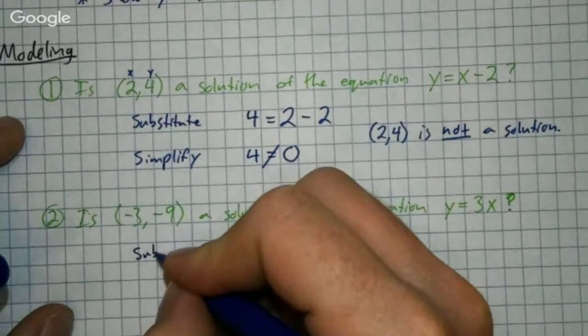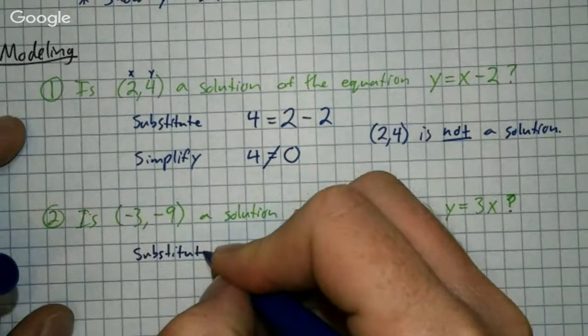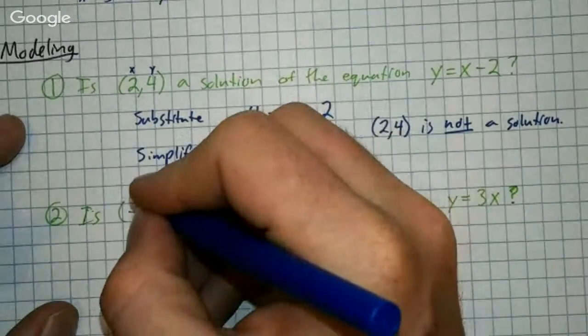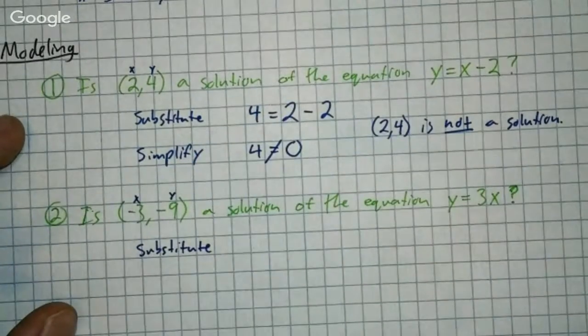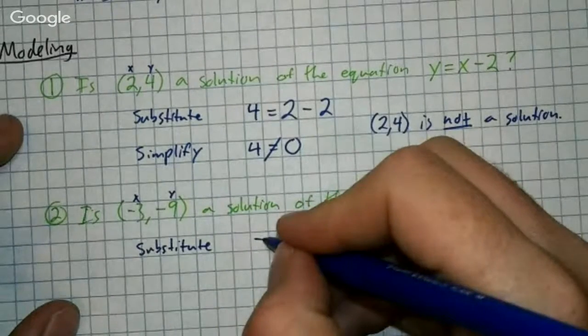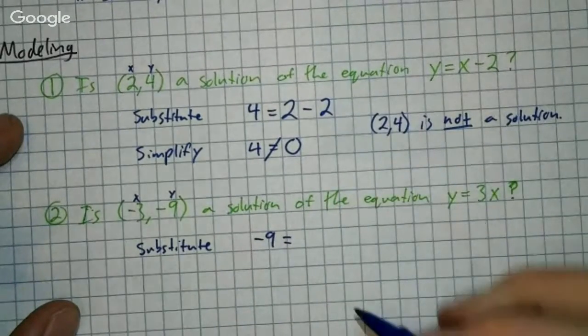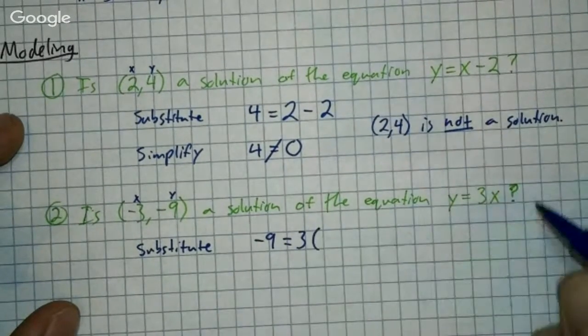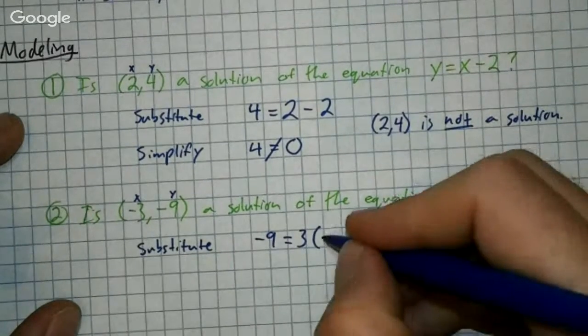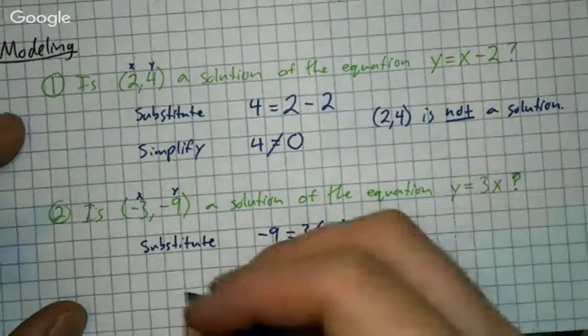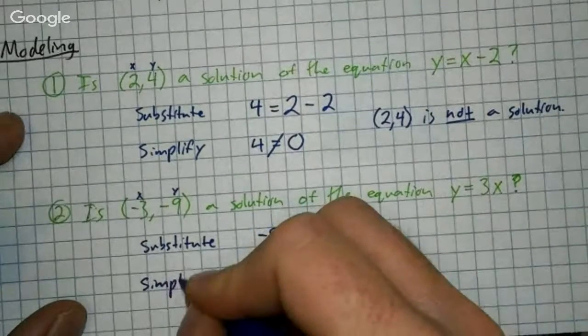We're going to substitute. We're going to take our x and our y values, and our y value is going to be -9 equals 3 times our x value, which is -3. Then we simplify.